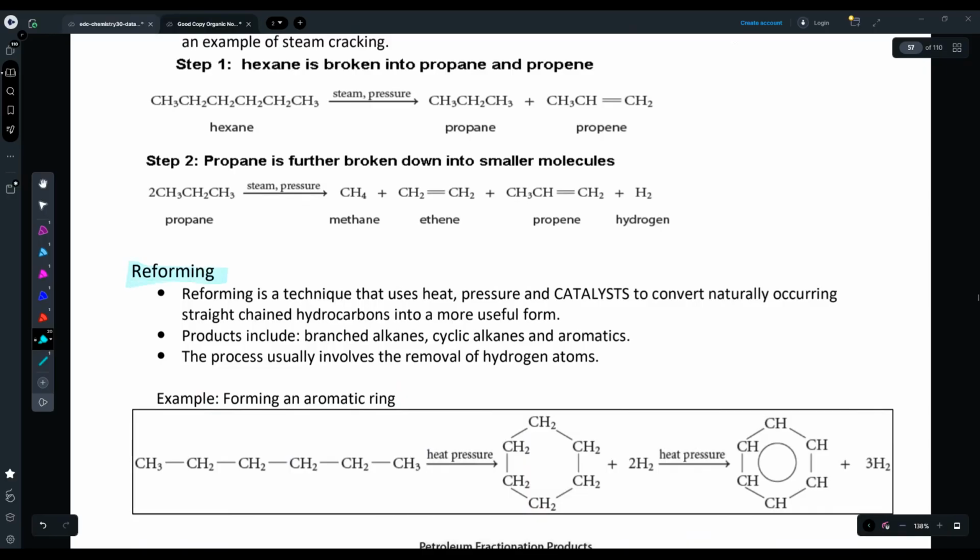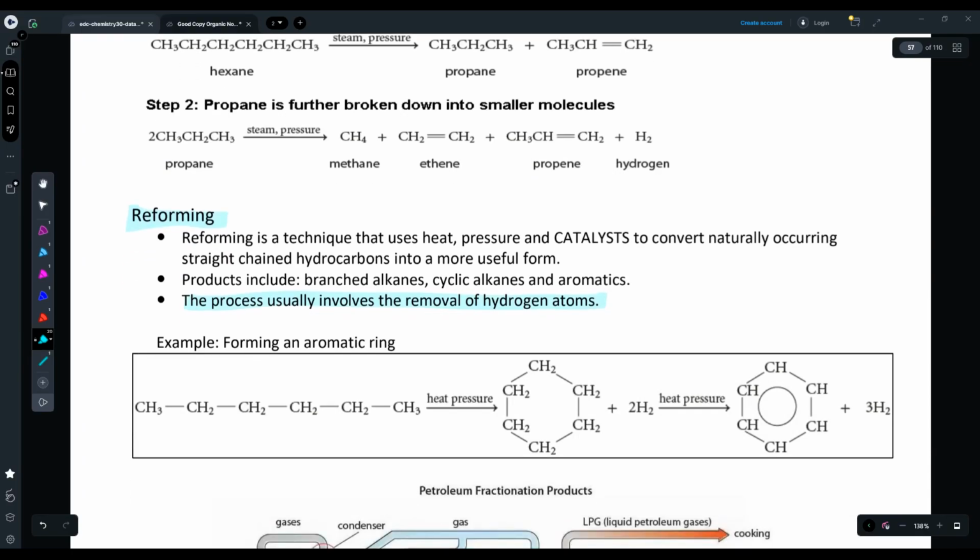Okay, with reforming, that's a technique that uses heat, pressure, and catalyst to convert naturally occurring straight-chained hydrocarbons into a more useful form. So your products are going to include branched alkenes, cyclic alkanes, and aromatics. Okay, so this process, it usually involves the removal of hydrogen atoms. Okay, so essentially you're taking, in this example, we're just taking a chain and we're creating an aromatic ring here.